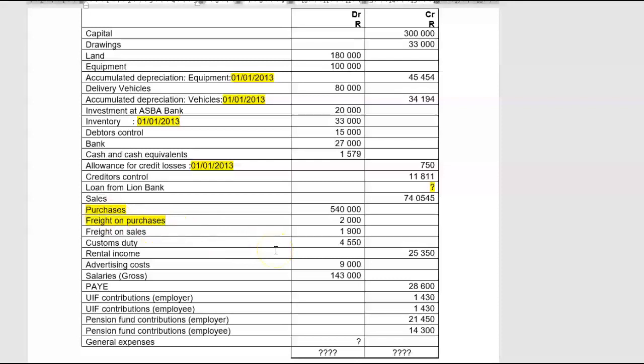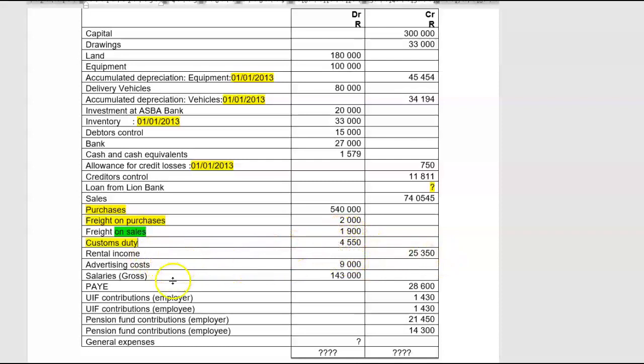In a periodic inventory system, cost of sales is not an account balance. Cost of sales is a calculation. Opening inventory plus purchases plus purchase-related cost less closing inventory will give me my total cost of sales. We have freight charges on sales. Now, sales has got absolutely nothing to do with purchase costs. That is a normal selling cost, so a normal operating cost. We have customs duty here, which is a purchase-related cost. It's all about the acquisition of those items.